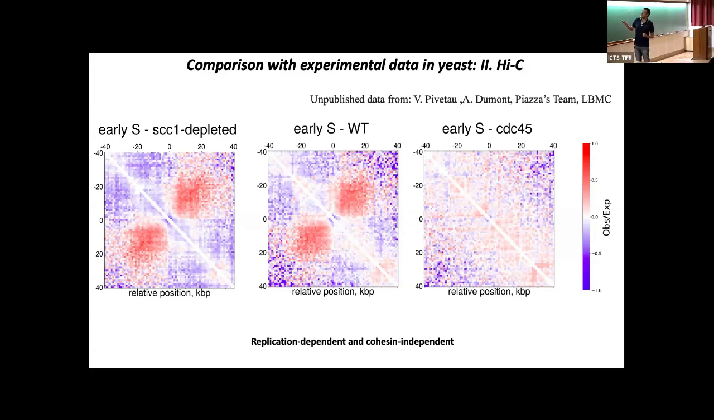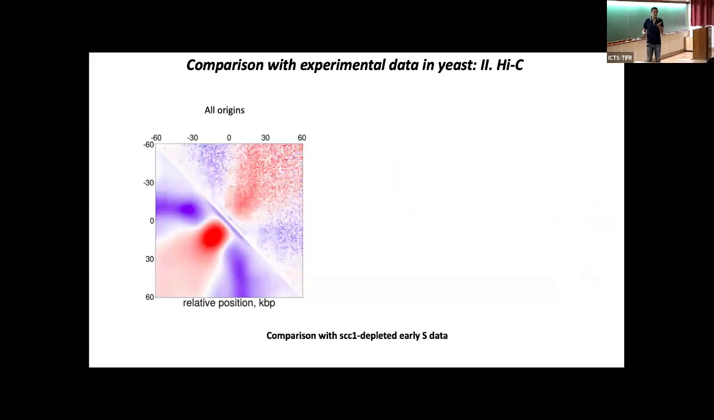We can also show this by basically avoiding the replication to happen. The nice thing in yeast is that there is a mutant where the cells are running perfectly in the cell cycle, but they are just not replicating the DNA. And if you do that, you completely lose the fountains. So this tells you that this signal is really replication dependent and cohesin independent. Of course, we think that this is related to the sister fork interaction, but the next story will be to really prove that.